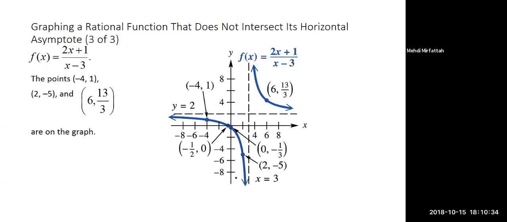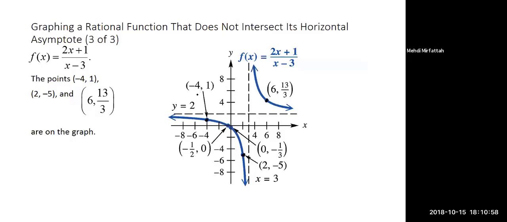And pretty much we put everything together to graph the function. We have our asymptotes, where my graph is going to intercept the x and y axes, if any. And then these points also help me pinpoint the approximate location of my graph. So if I let x equal to 6 and solve for y, I get 13/3.